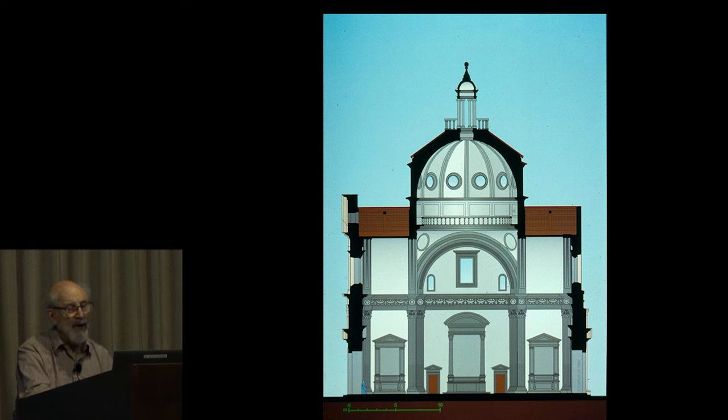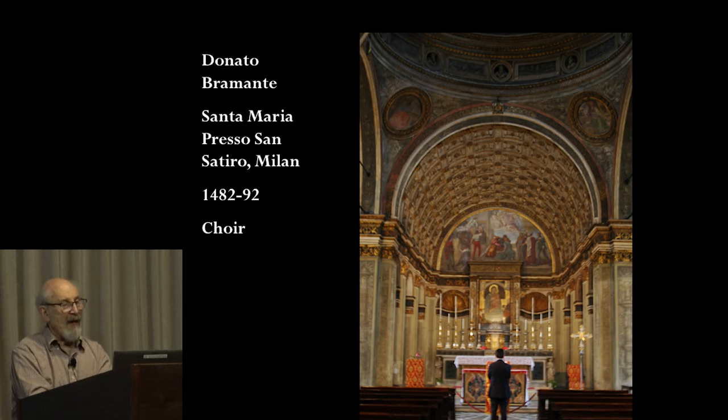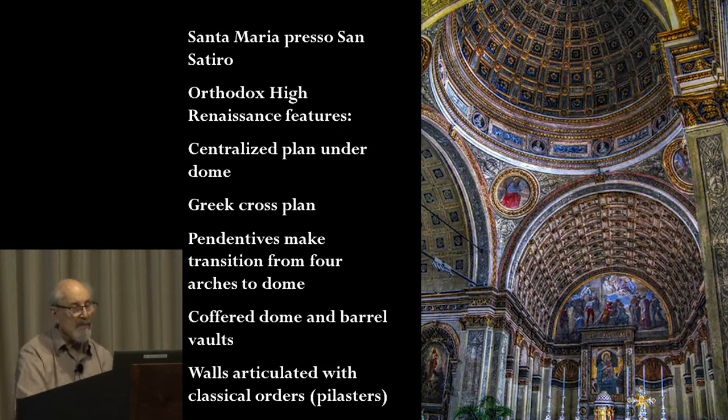Now we get to a very important architect named Bramante, who was the first who had a go at building the new St. Paul's. And he had a commission to build a very small church. It's actually the church of Santa Maria presso San Satiro, near San Satiro. It didn't seem to have a name of its own. But look how it follows Renaissance principles.